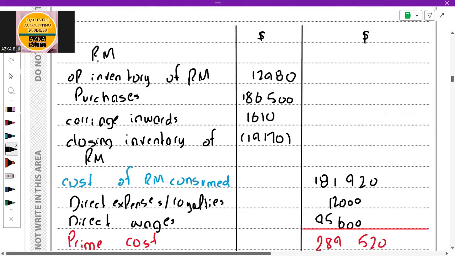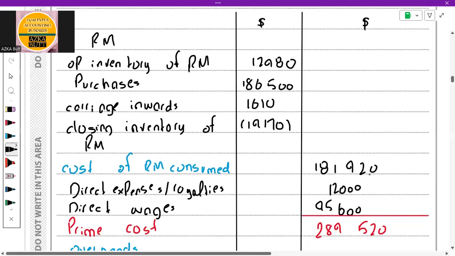So for finding out the raw material cost, we have to add the opening inventory with the purchases, and we also have to add the carriage inwards, because this would also be part of the raw material cost, and this is 1610, and deduct the closing inventory of raw material from it. So you will see that you will have the figure, which is 181,920, which is the cost of raw material consumed. Okay, and after that we have to find out the prime cost.